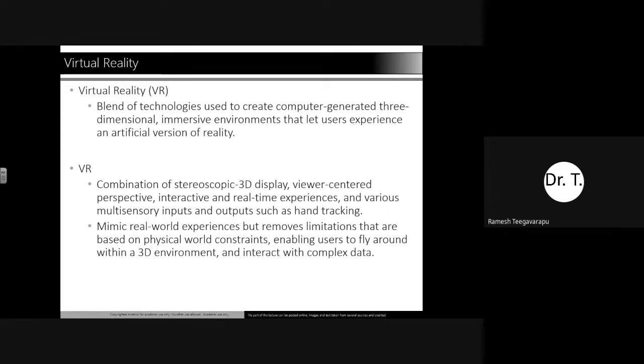So what we do is we combine a number of three-dimensional images which are generated. We create an immersive environment so that the users experience what we call the artificial version of reality. Of course, we need a lot of things to make the real-world experiences realistic for you. So we have to mimic the real-world experiences, both physical and other aspects of the particular domain you're looking at, and also enable the users to fly around within the 3D environment and interact with complex data.